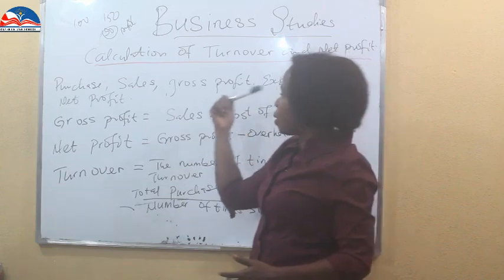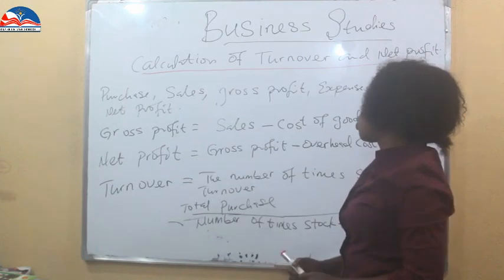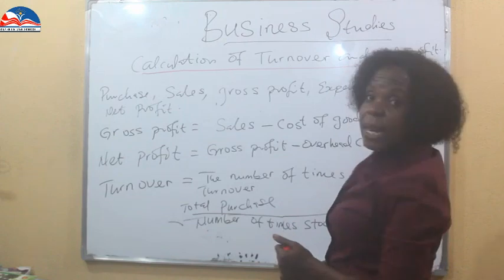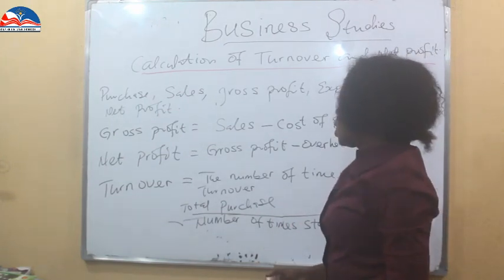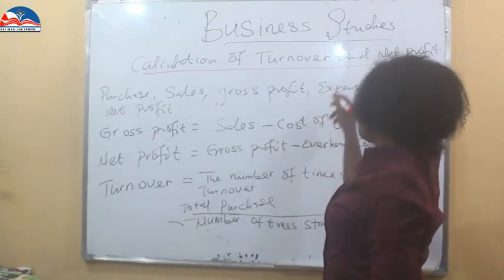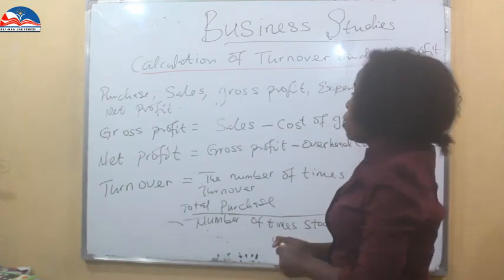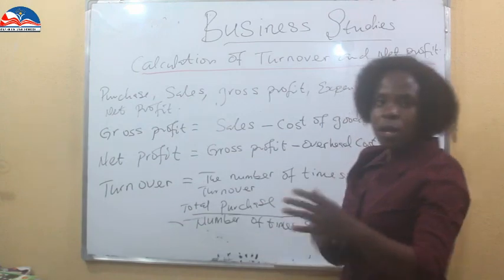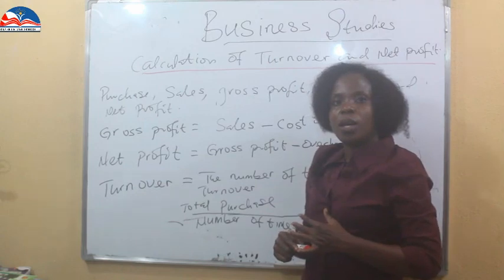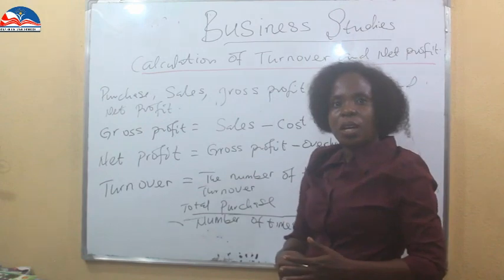So next we're going to talk about the net profit. How we can get our gross profit: sales minus cost of goods sold will give us our gross profit. Now how do we get our net profit? Net profit is your gross profit minus overhead costs. When explaining expenses, I told you that in the process of purchase and sales, there are costs that are incurred. It can be transportation, it can be other costs incurred, carriage, packaging.